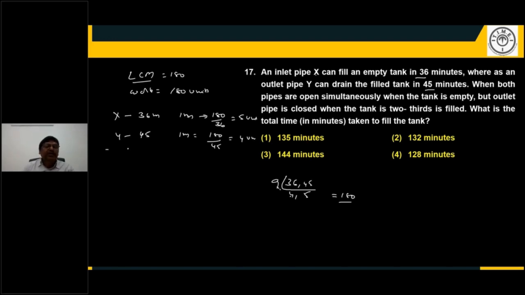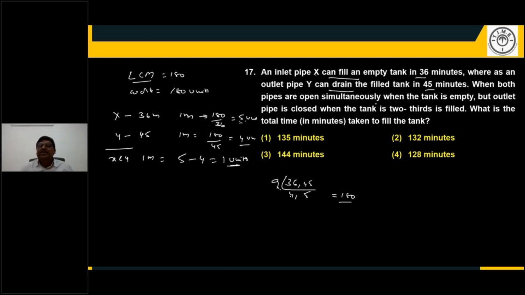If both are open, X and Y, how much work will be done? Here there is a small issue. X is filling, Y is draining, it is emptying. So if X and Y work for 1 minute, X will fill 5 units, Y will empty 4 units. So you have to write -4, not +4, because it is emptying. 5 minus 4, 1 unit of job is done in 1 minute.